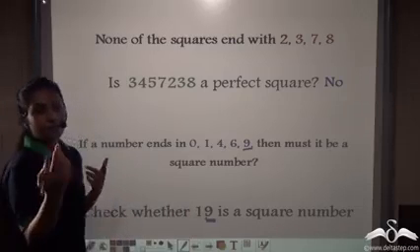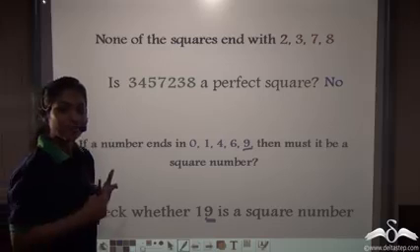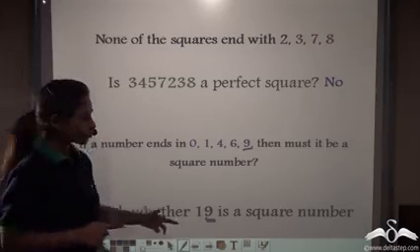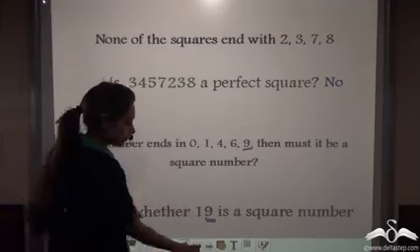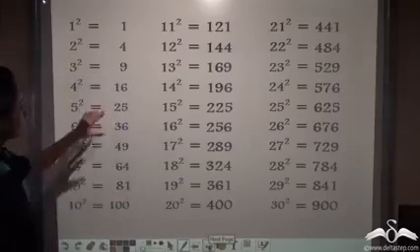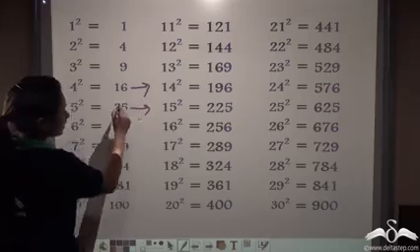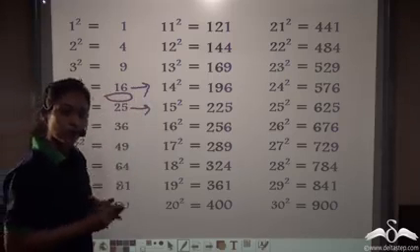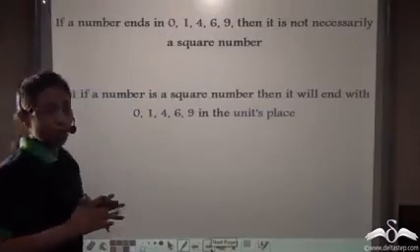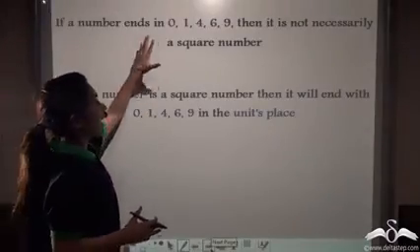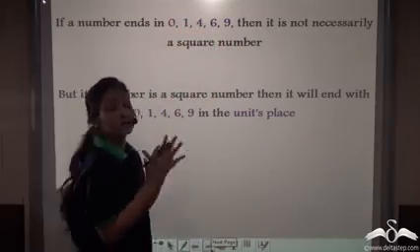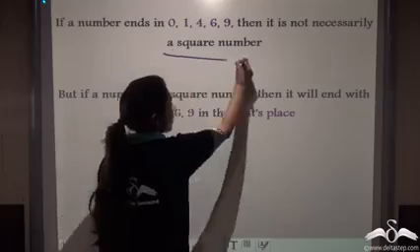Well, you can say that 4 square is 16 and 5 square is 25. So, there is no natural number in between 4 and 5. So, how can 19 be a square number? Check. Is 19 present? No. So, we know that 19 is not a perfect square. So, we can say that if a number ends in 0, 1, 4, 6 or 9, just like 19, then it is not necessarily a square number.